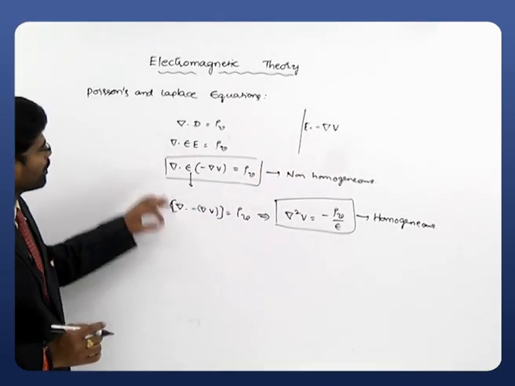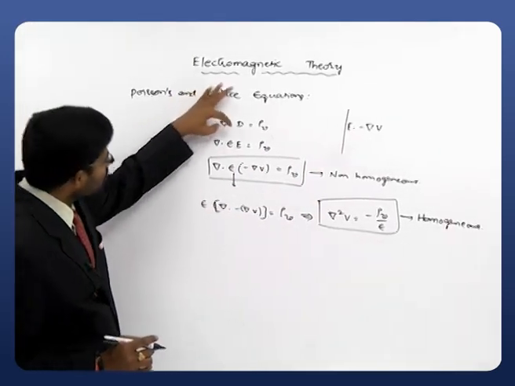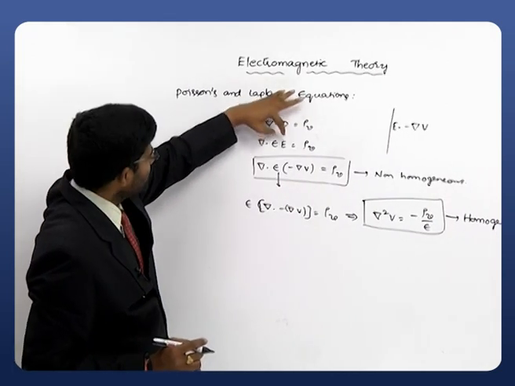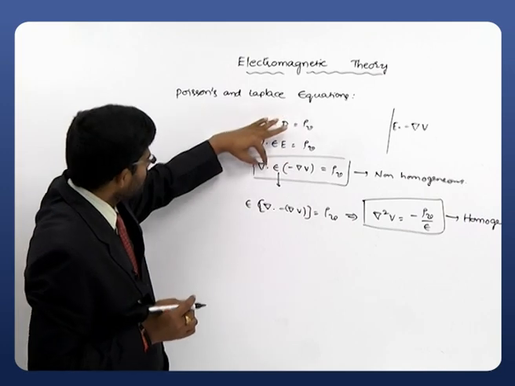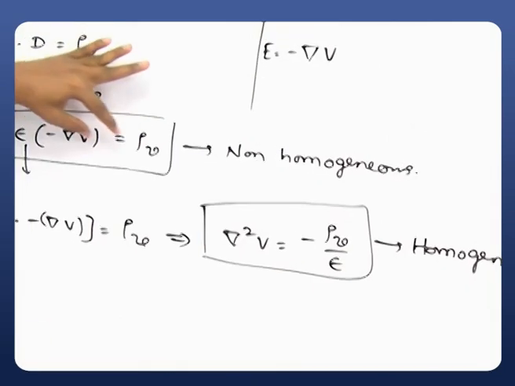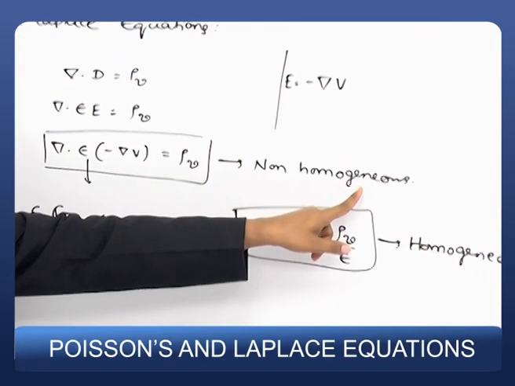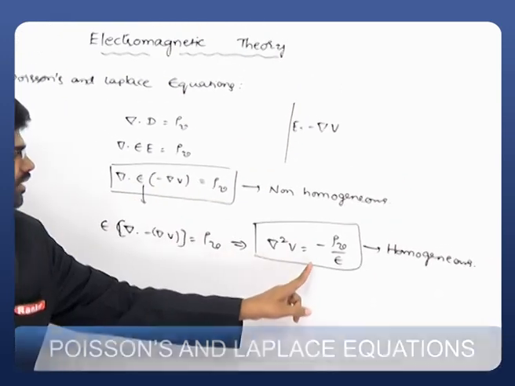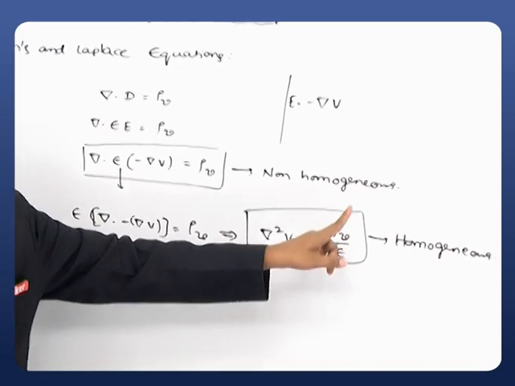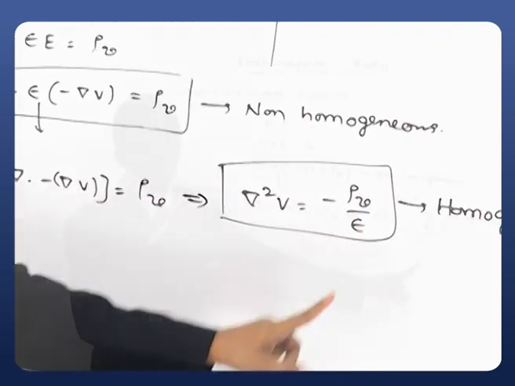So just observe here, from the basic Gauss law, what we did is just we modified these terms. D can be replaced with epsilon E, E can be replaced with minus gradient of V. So del dot epsilon minus gradient of V is equals to rho V is the non-homogeneous medium Poisson's equation. And for homogeneous medium, this epsilon can be brought out, that is minus rho V by epsilon. These two are the Poisson's equation for different mediums.